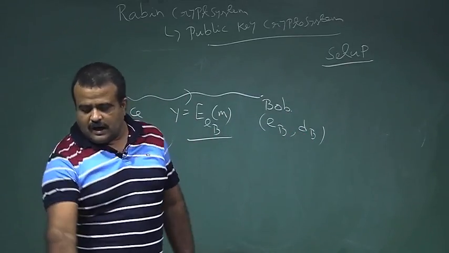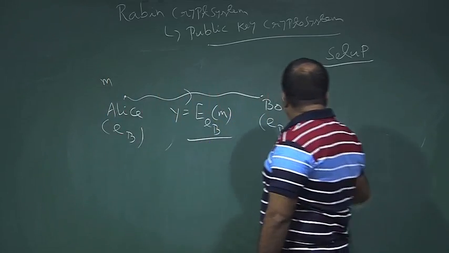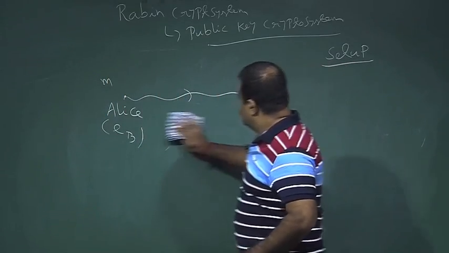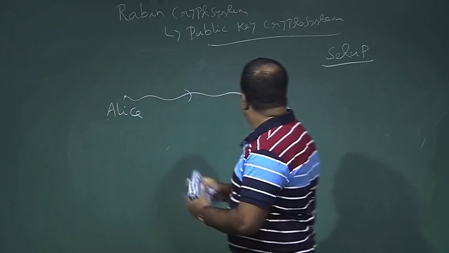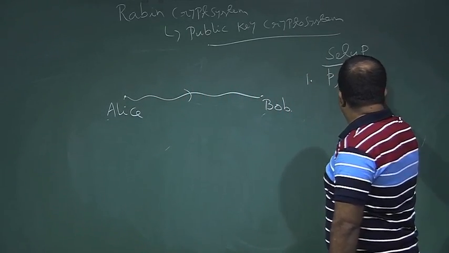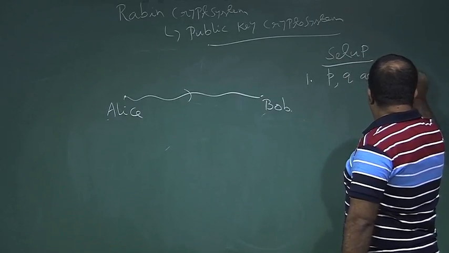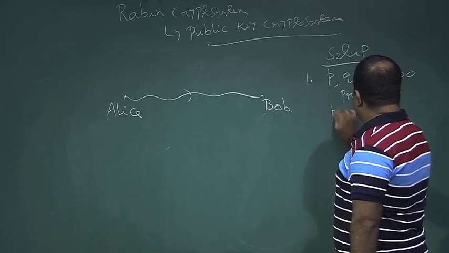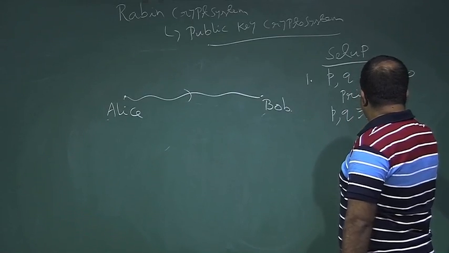Okay. So, at the setup phase, what will Bob do? Bob will choose 2 primes P and Q, such that both are congruent to 3 mod 4.